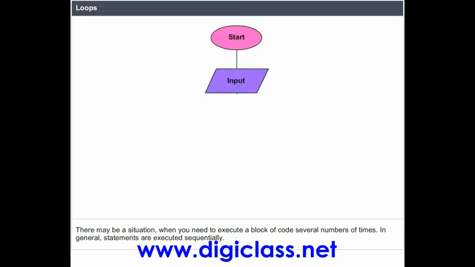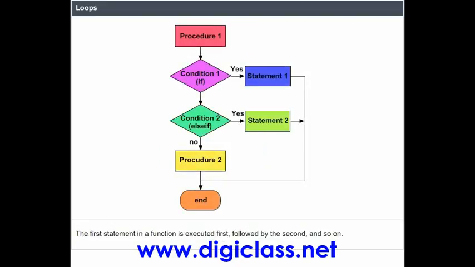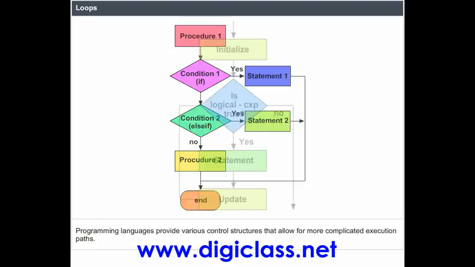Loops. There may be a situation when you need to execute a block of code several number of times. In general, statements are executed sequentially. The first statement in a function is executed first, followed by the second, and so on. Programming languages provide various control structures that allow for more complicated execution paths.